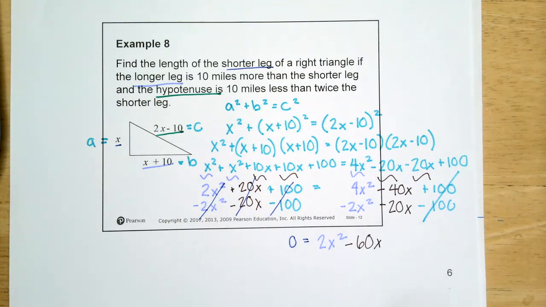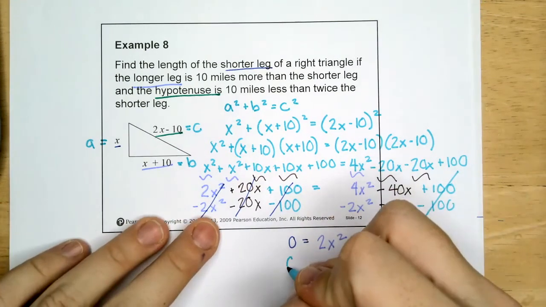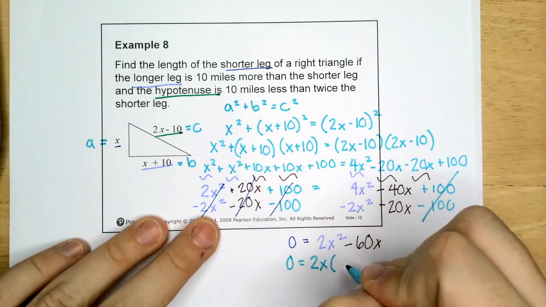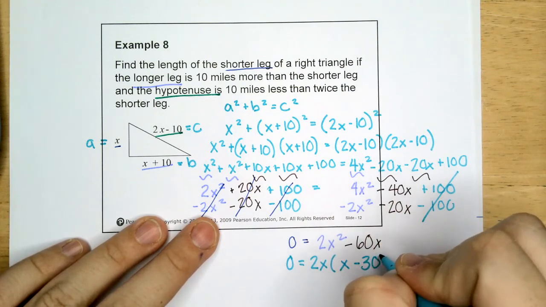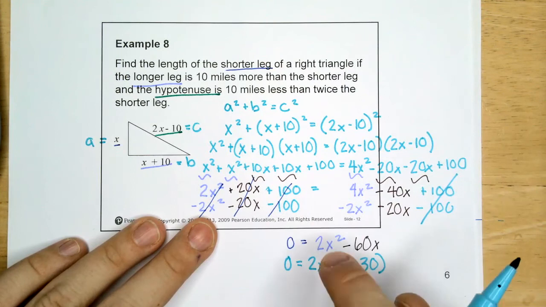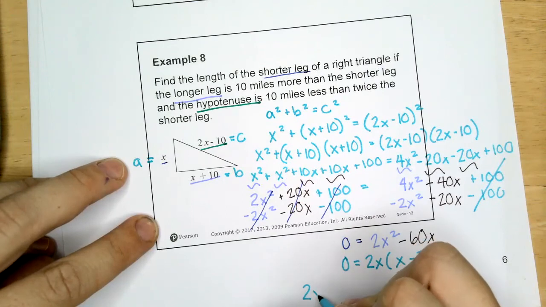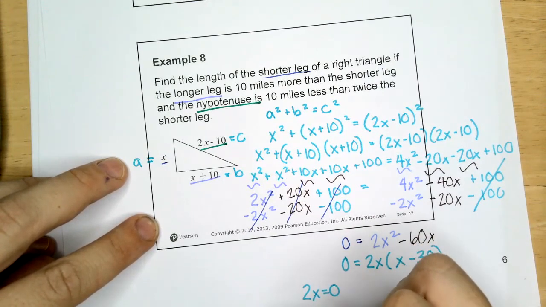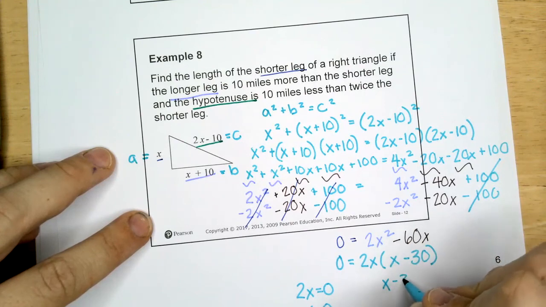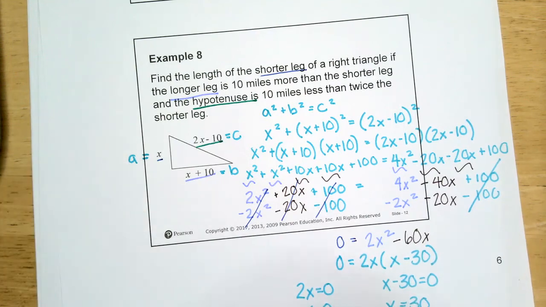And just like the last one, where we took out negative 16t, we can take out a greatest common factor here. It would be 2x, right? So now it's 0 equals 2x times x minus 30. Do you see that? Because 2x times x is 2x squared. 2x times negative 30 is negative 60x. So that becomes 2x equals 0. X is 0. And x minus 30 equals 0. X equals 30.